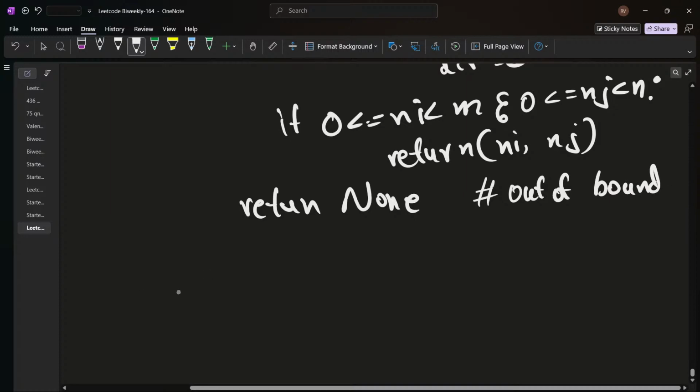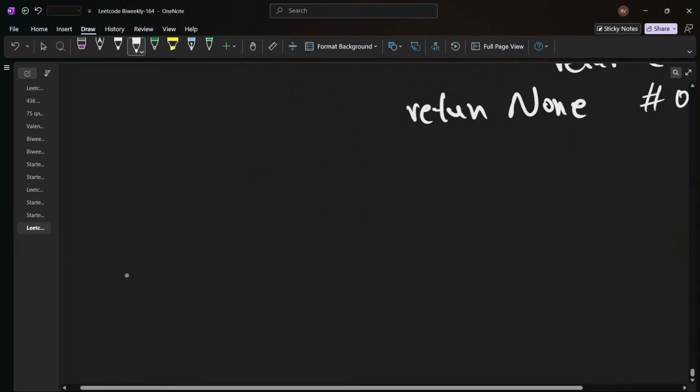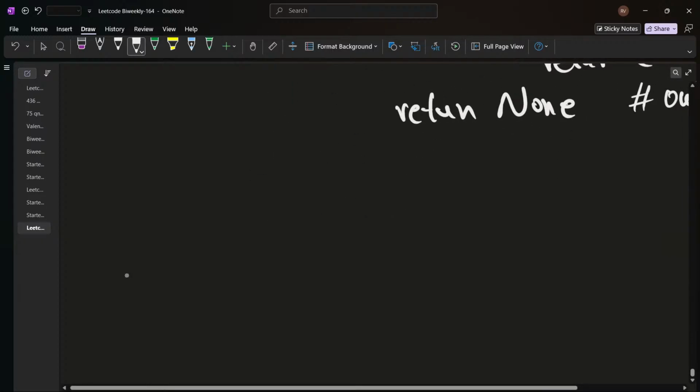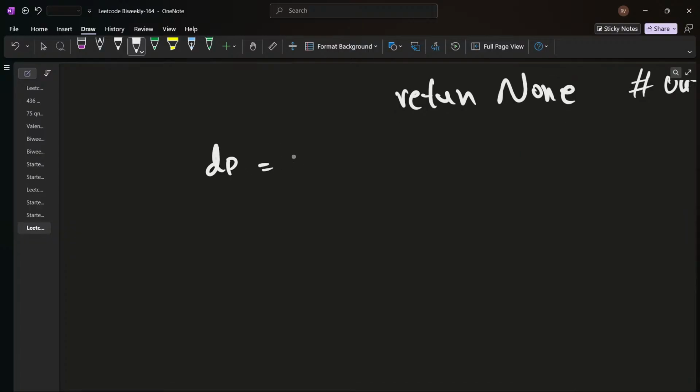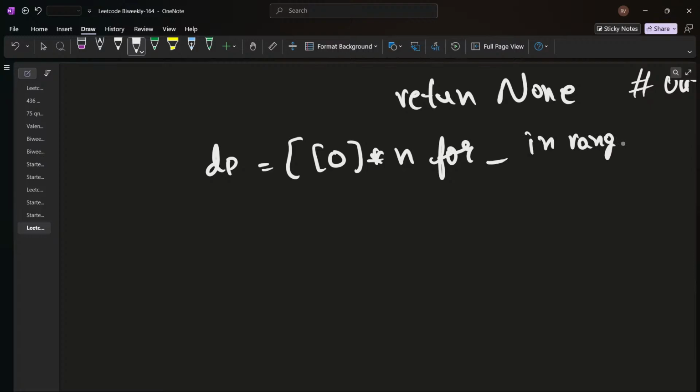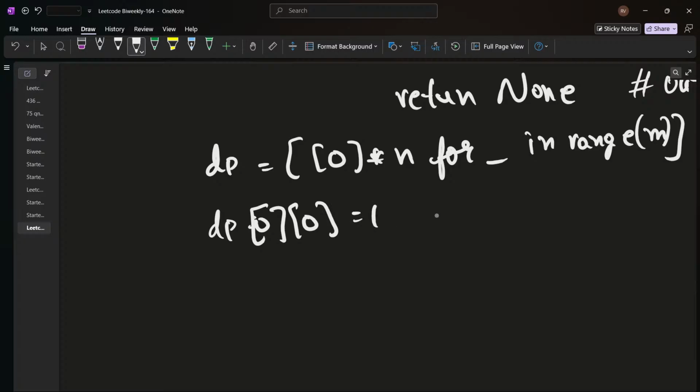Now I'll put my dp table. How will I construct my dp? dp is equal to 0 into n for underscore, or for i in range, whatever, in range of m. Then dp of 0 0 is equal to 1. This is the starting point.